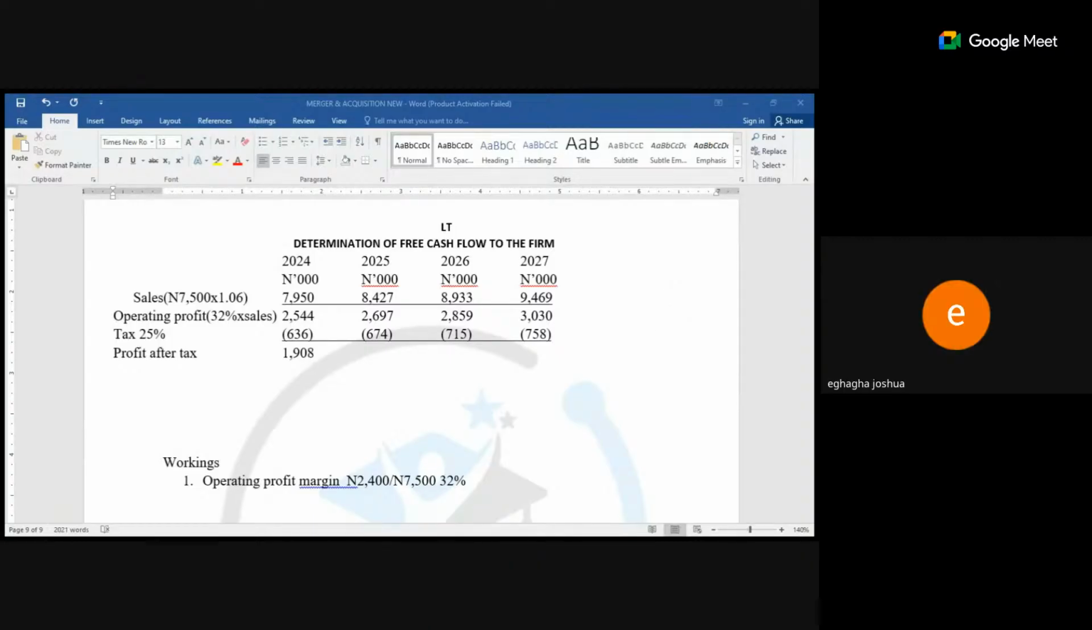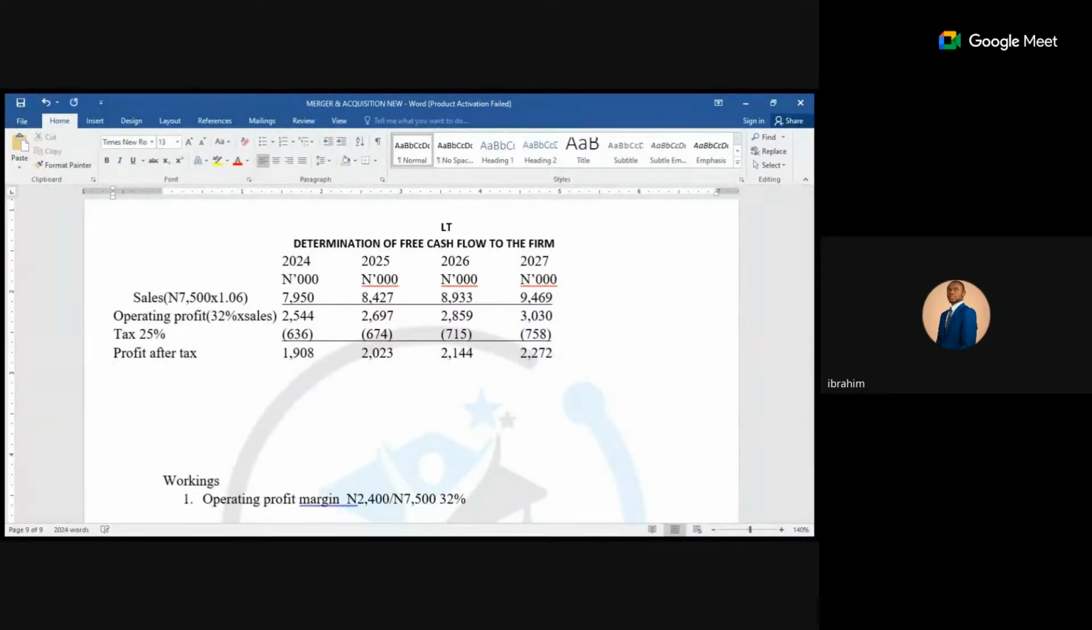2,023. The last one, 2,272. 2,144. So after this, we can now add back. We start our cash flow.